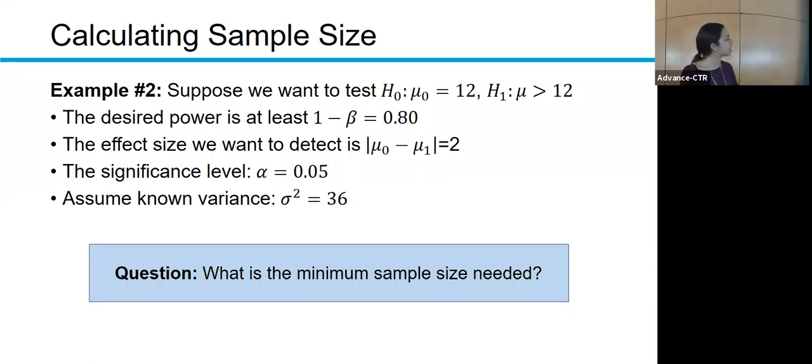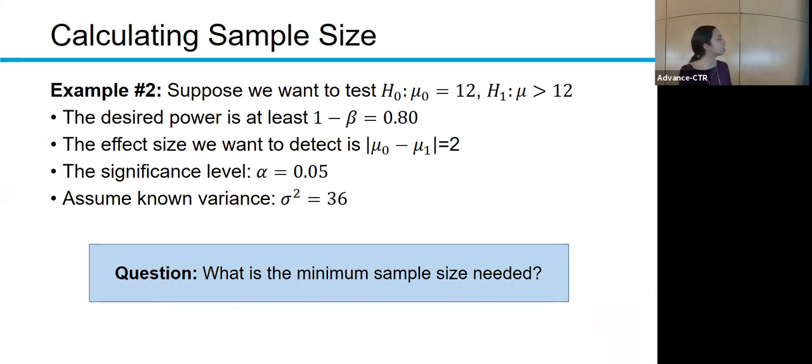I included another example that I can go through pretty quickly in the interest of time, but the idea here is that we want to test whether the null value is equal to 12 or whether it's greater than 12. So in this situation, the power that we want is 0.80, and for some reason, in this example, we've just set the effect size to 2. The significance level is again 0.05, and we know the variance. So very similar to what we did in the previous slide. We're just going to use our formula for a one-sided test.